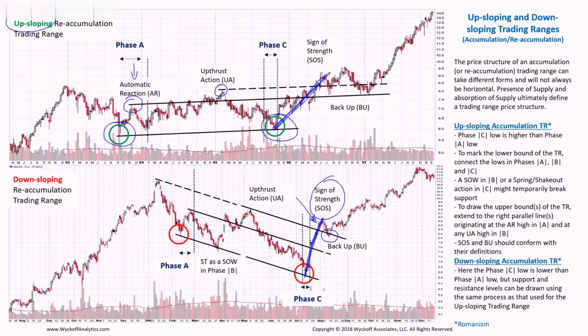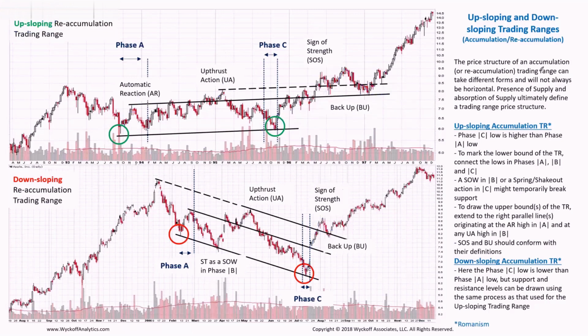And if we see that the rally of the lows in phase C overcomes those points of resistance that were created in phases A and B, and the price commits and spends time above that resistance, and then backs down exactly to the area of the support, then we would be thinking that this is a confirmation of the sign of strength, which is being shown to us in the backing up action.